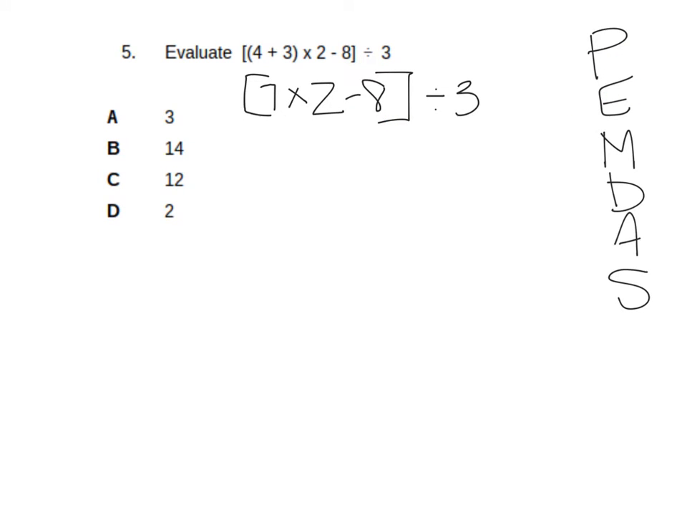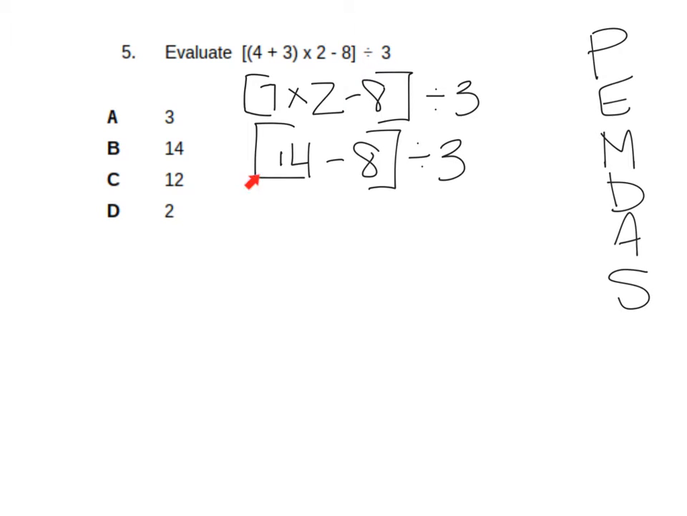Do we see any exponents? Nope, no exponents. We have to multiply and divide from left to right just within this parentheses. So 7 times 2 is 14. We're going to write everything else down just the way it is.